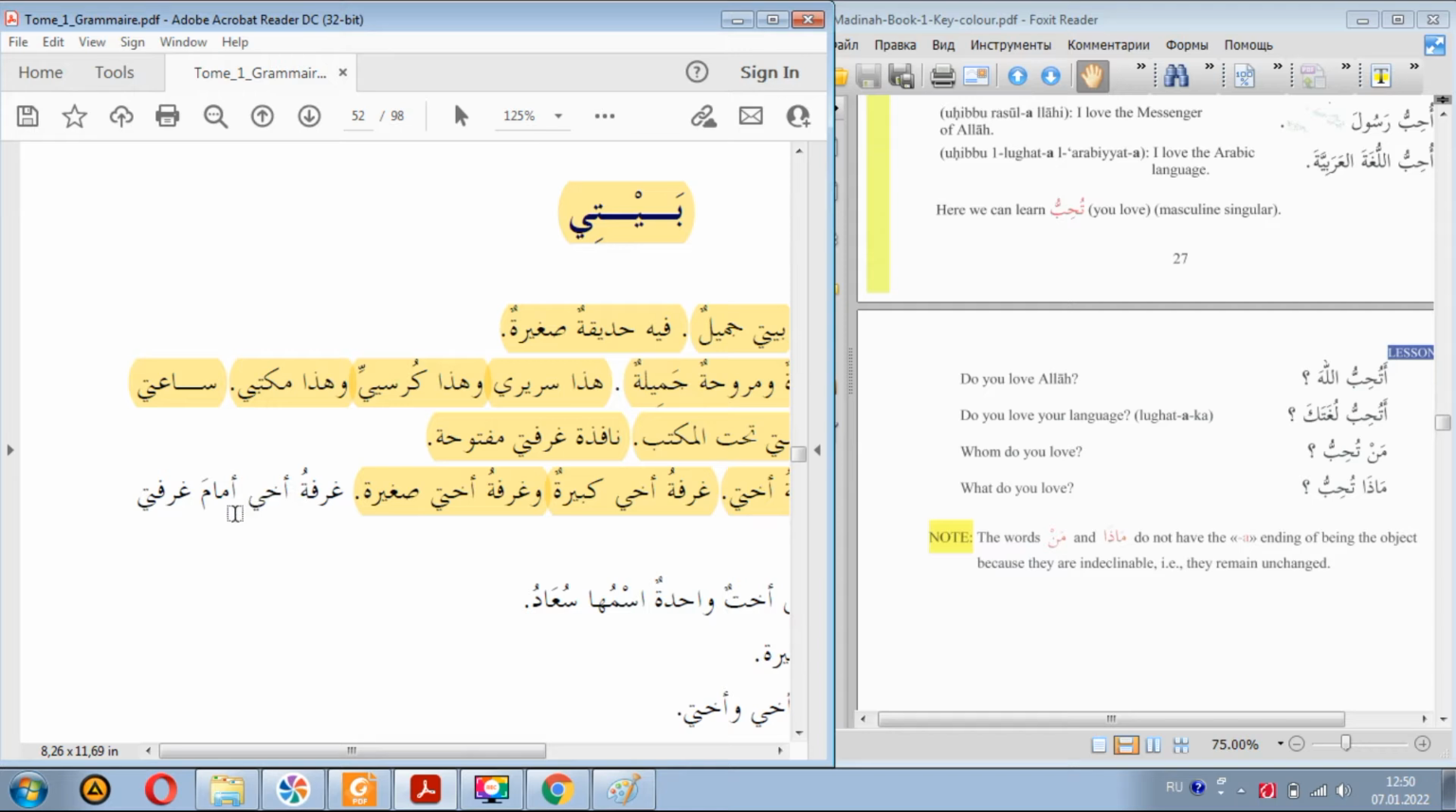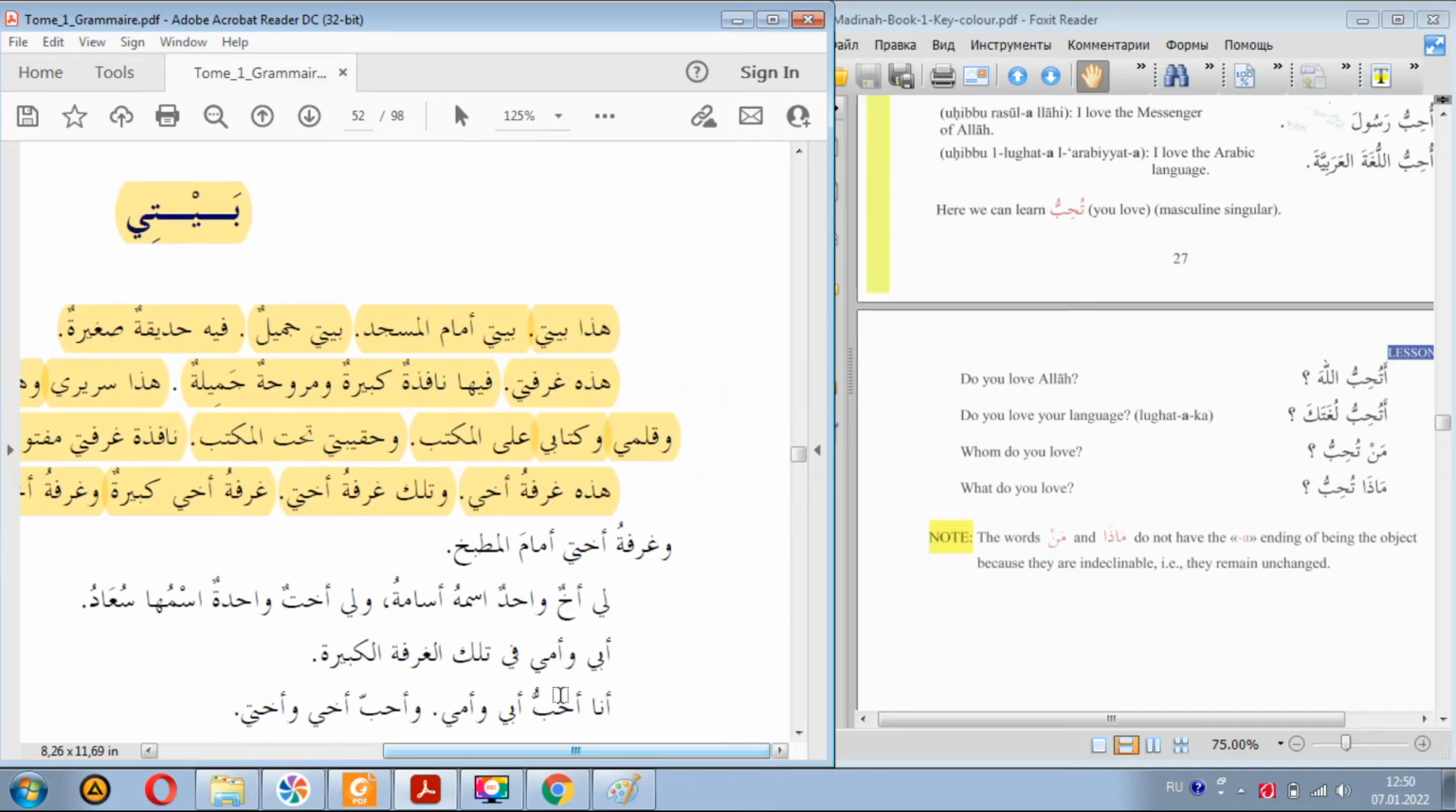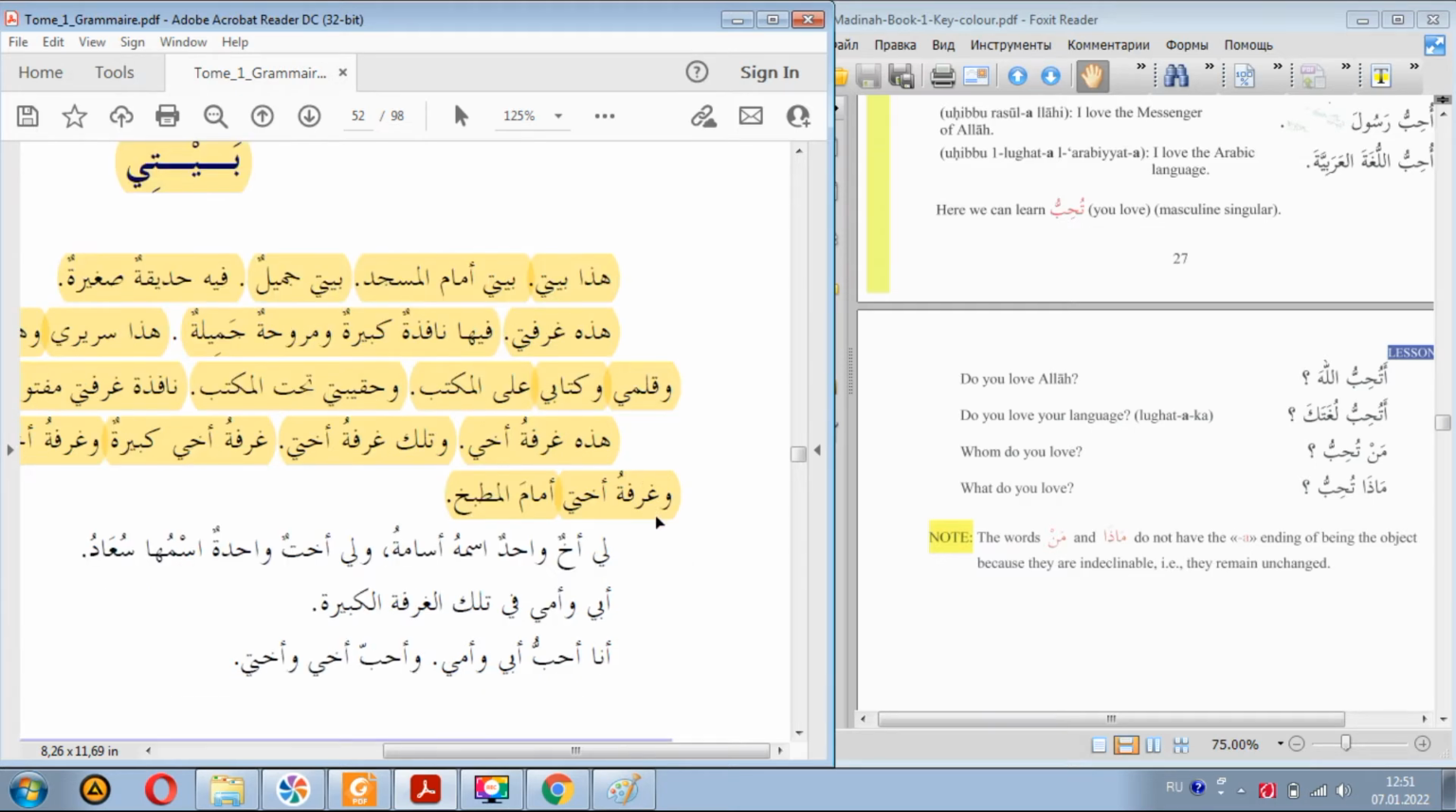غرفة أخي أمام غرفتي. The room of my brother is in front of my room. أمام, in front of. غرفتي, my room. وغرفة أختي أمام المطبخ. And the room of my sister. Why my sister? Because it has ya, the possessive pronoun at the end. The room of my sister is in front of the kitchen.